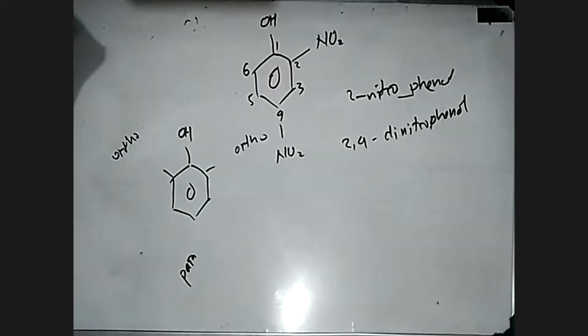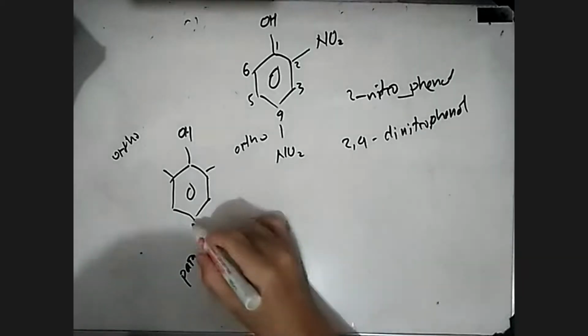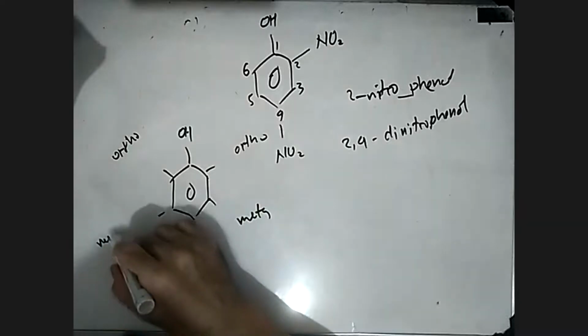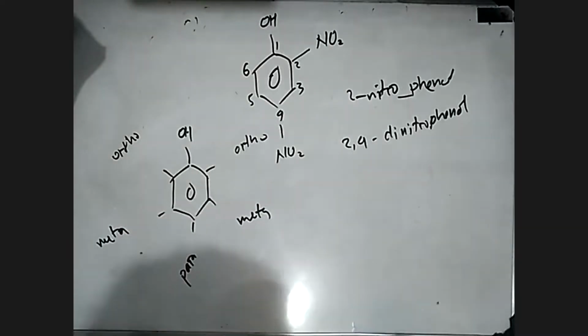There is only one para position. There will be 2 ortho positions. Ortho means next to, para means across. In between them, the midpoint, we call meta. There are 2 meta positions.